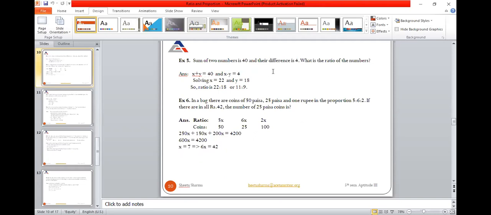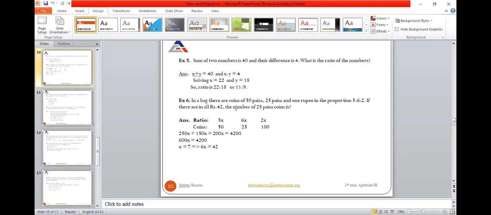The second is the difference of the number is 4. It means that x minus y equals to 4. As we are having two equations and two unknowns, we can solve these two equations. After solving, we will get the value of x as 22 and the value of y as 18. So we are to find the ratio of the two numbers. So the ratio of two numbers will be x is to y, that is 22 is to 18, or it can be 11 is to 9.